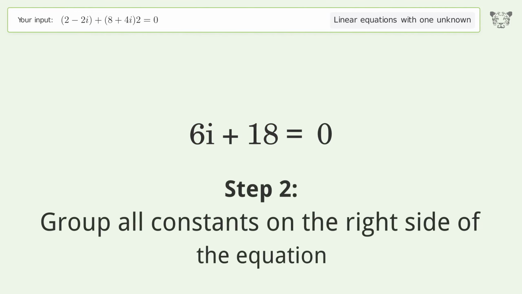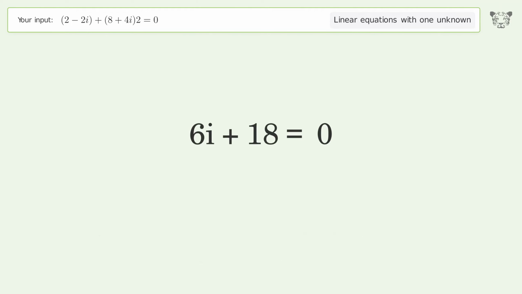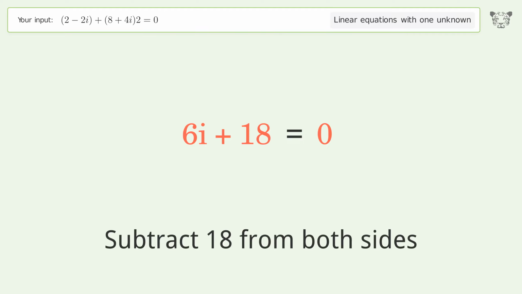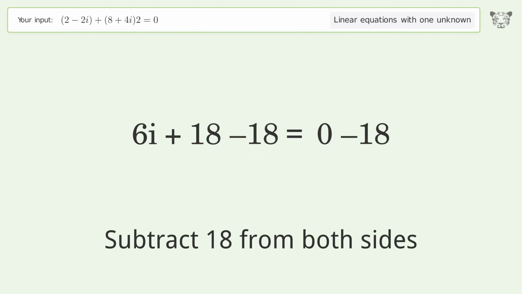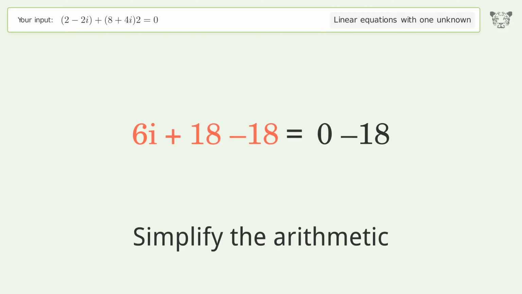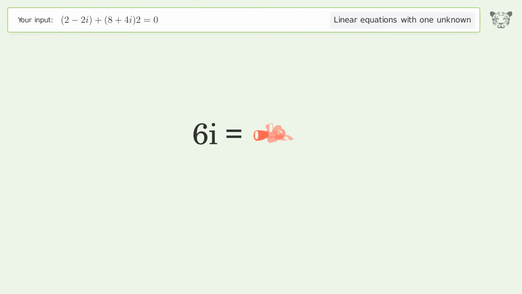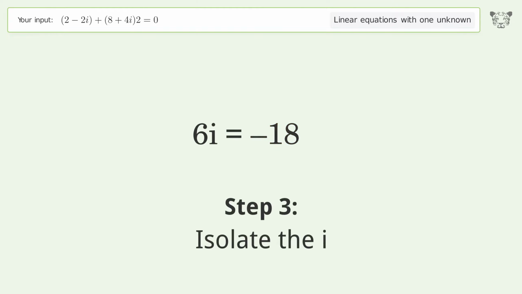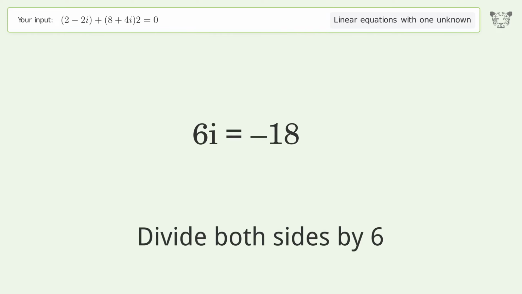Group all constants on the right side of the equation. Subtract 18 from both sides. Simplify the arithmetic. Isolate the I. Divide both sides by 6.